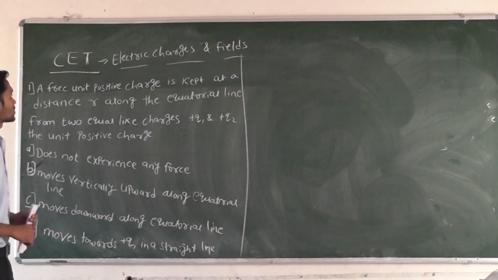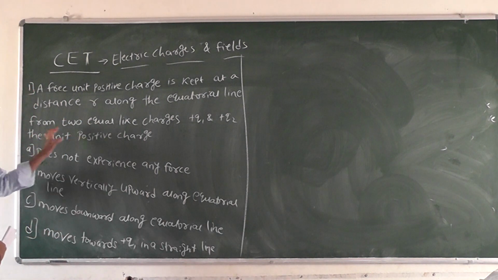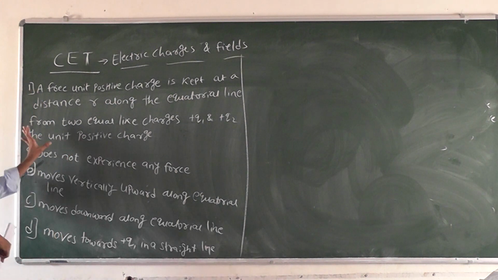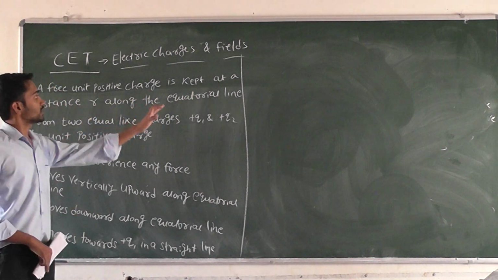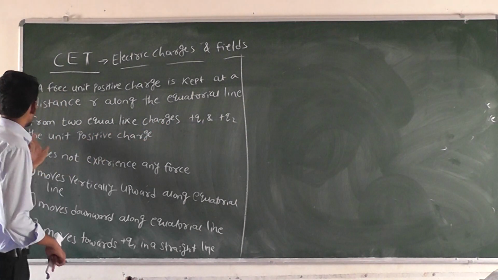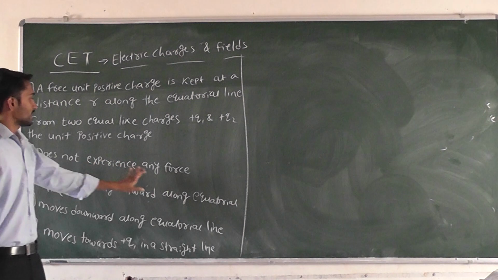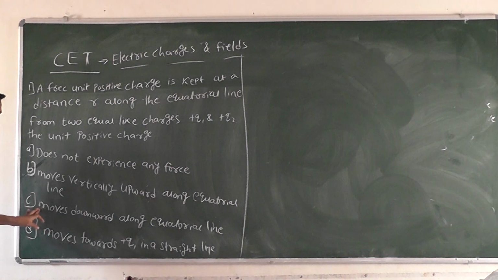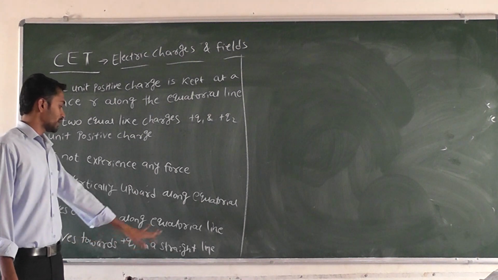A free unit positive charge is kept at a distance r along the equatorial line from two equal like charges plus q1 and plus q2. The unit positive charge will... So see the question once again. There are four options. A, does not experience any force. B, moves vertically upward along equatorial line. C, moves downward along equatorial line. D, moves towards plus q1 in a straight line.